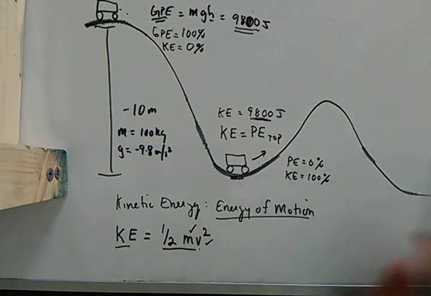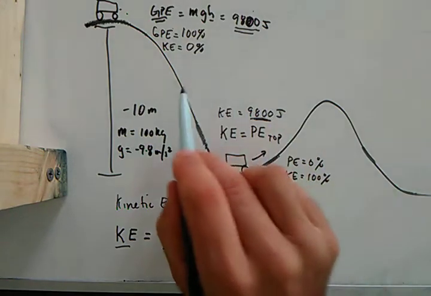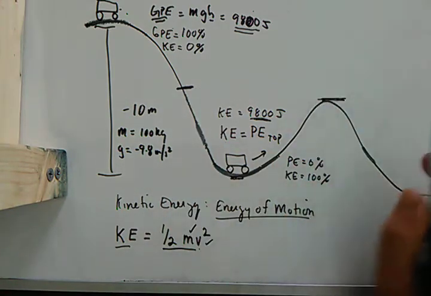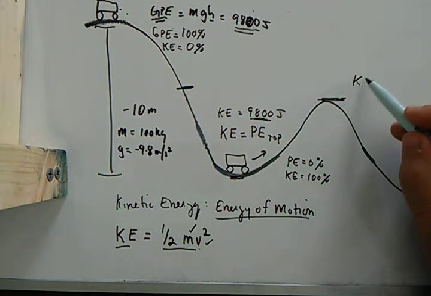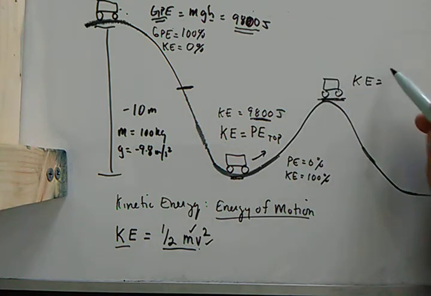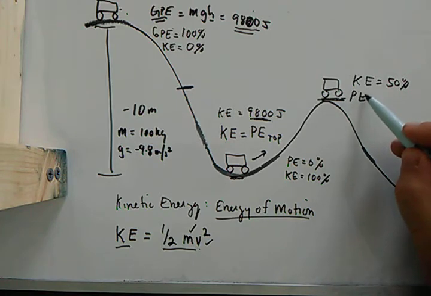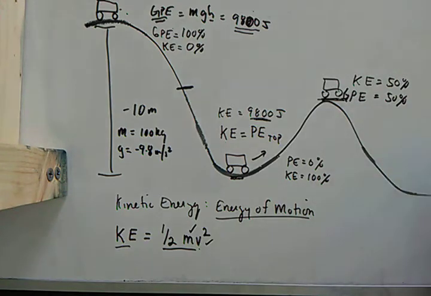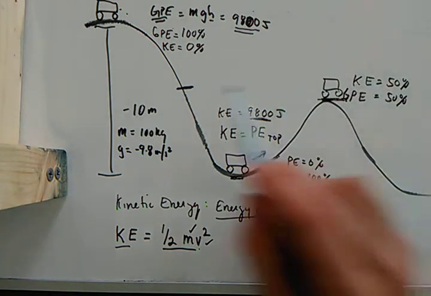At the bottom of the hill, it's all kinetic. Now, if you wanted to look at it halfway through, or even right here, we can say that the kinetic energy, KE, is 50%, and the potential energy is 50%. So at the halfway point, it's 50.